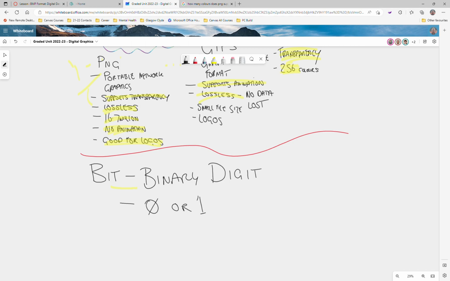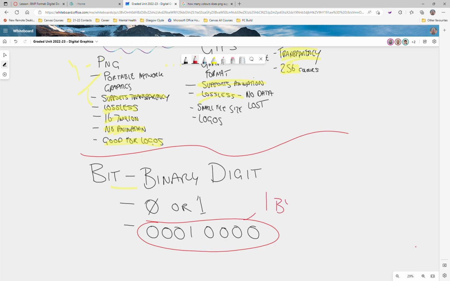Now, if I was to write down 0, 0, 0, 1, what is that? It's a byte. It's a byte, excellent. That is a byte, okay. That makes up 1 byte.